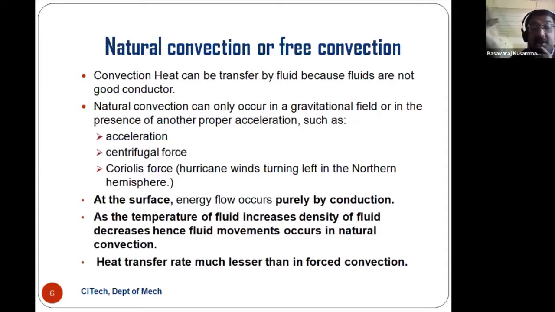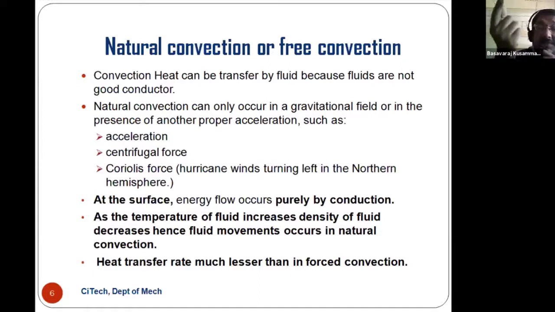So that is due to the high temperature areas. Due to the temperature increase in that particular area, the density difference will be more. Density will decrease in that area due to the temperature increase of the air. Due to that, the wind turning will take place. That is called natural convection.